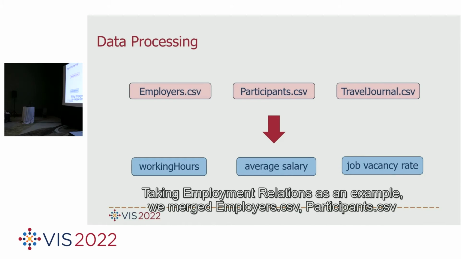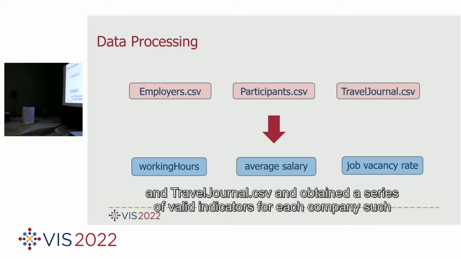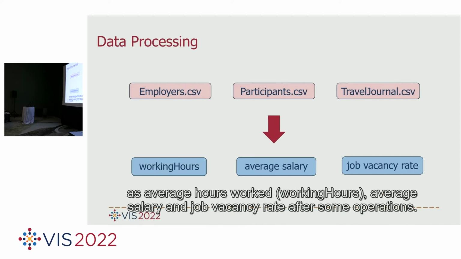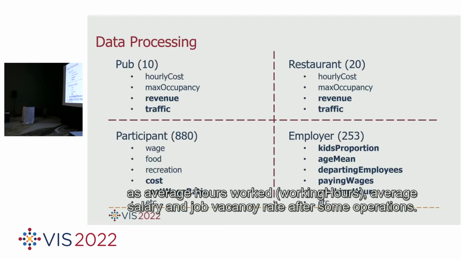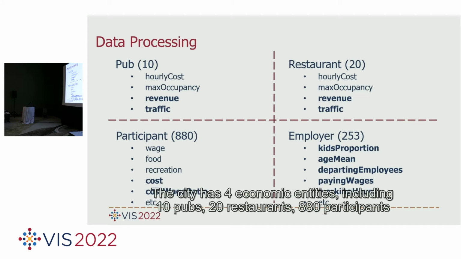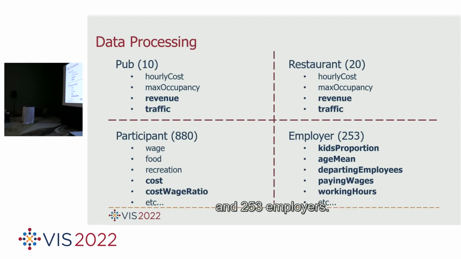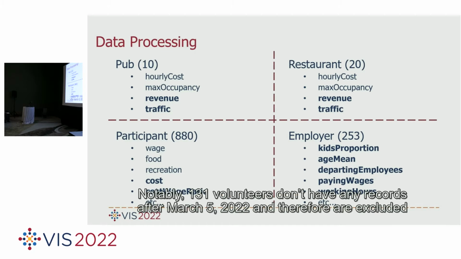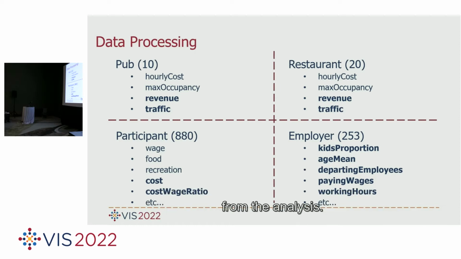employers.csv, participants.csv, and traveljournal.csv, and obtained a series of valid indicators for each company, such as average hours worked, working hours, average salary, and job vacancy rate after some operations. The city has 4 economic entities, including 10 pubs, 20 restaurants, 880 participants, and 253 employers. Notably, 131 volunteers don't have any records after March 5, 2022, and therefore are excluded from the analysis.